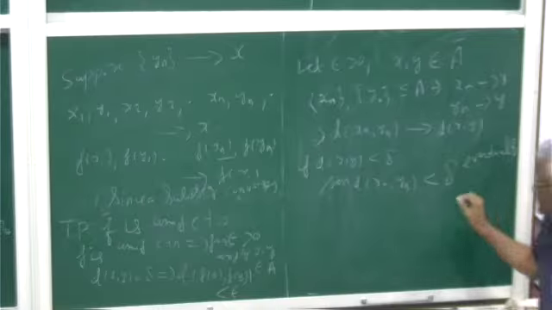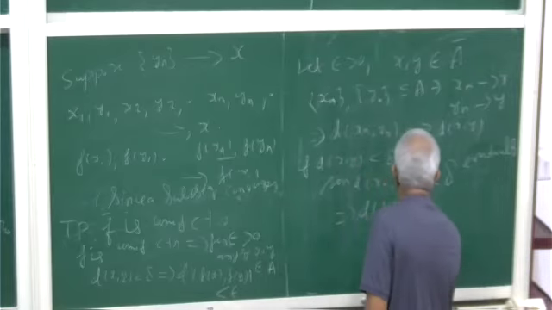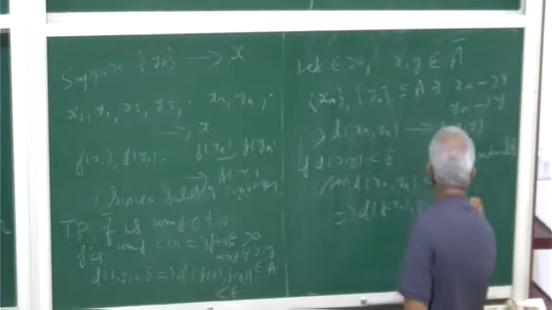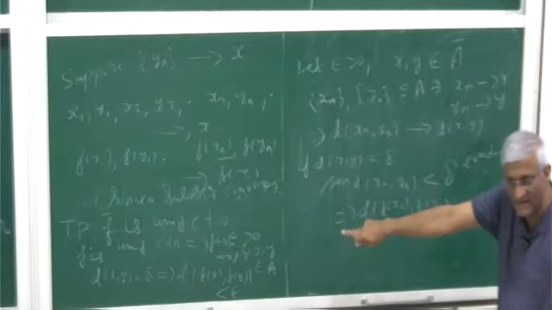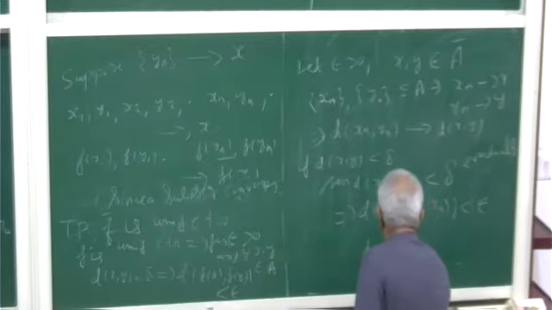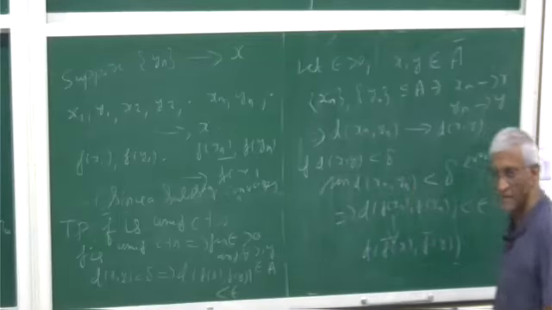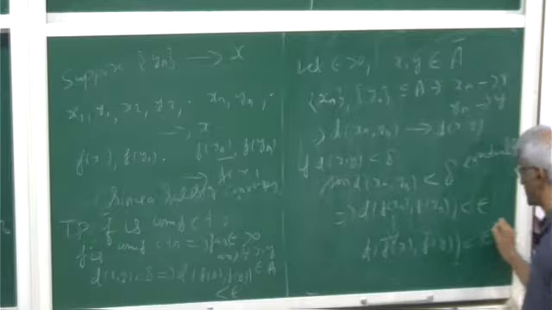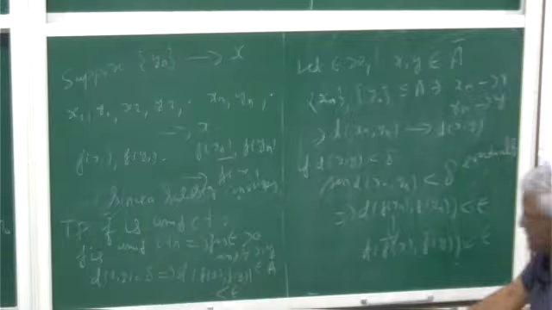So this implies d of f of xn, f of yn is less than epsilon because of uniform continuity. We are assuming that. Now this will converge to d of f bar x, f bar y. But this should be less than epsilon. That's all. It's done. If you want, I repeat the argument.